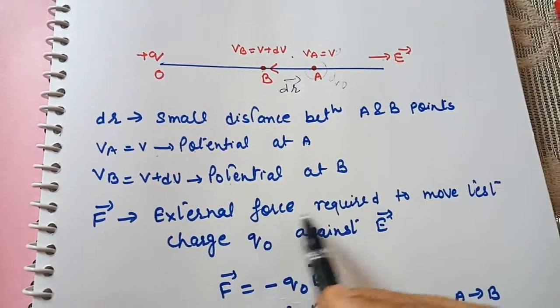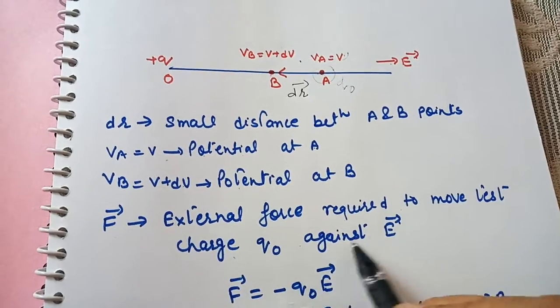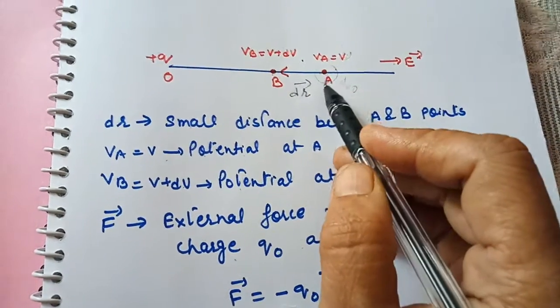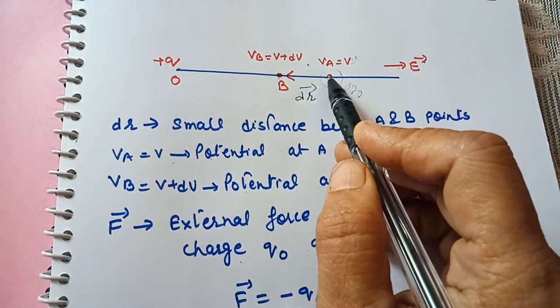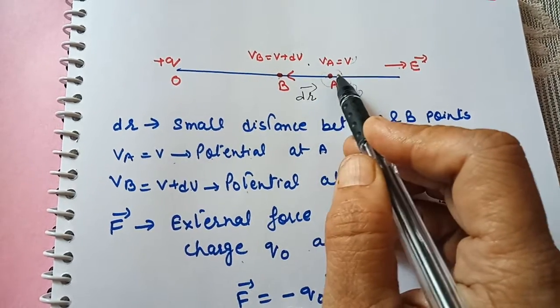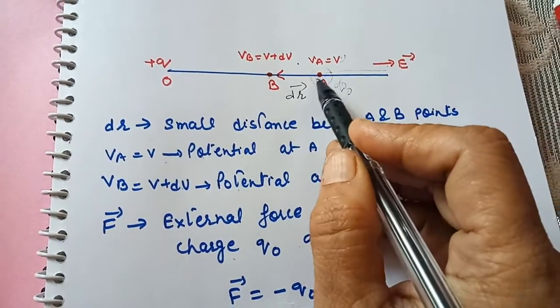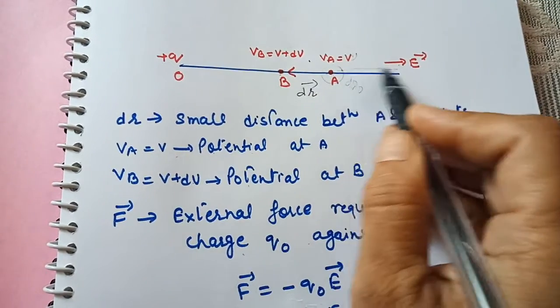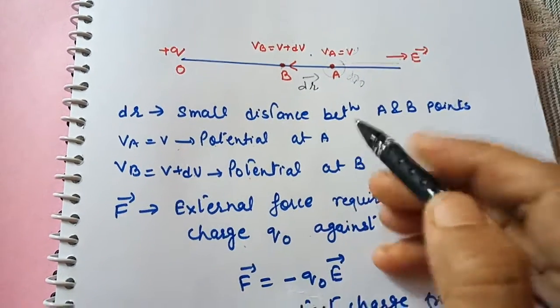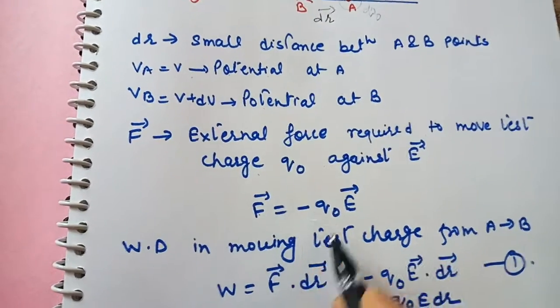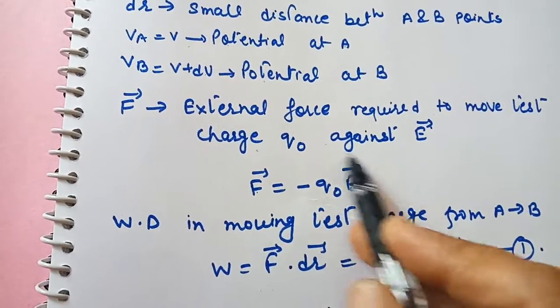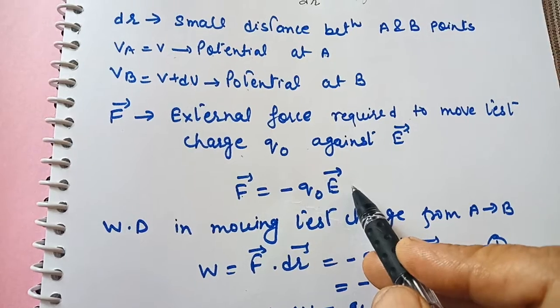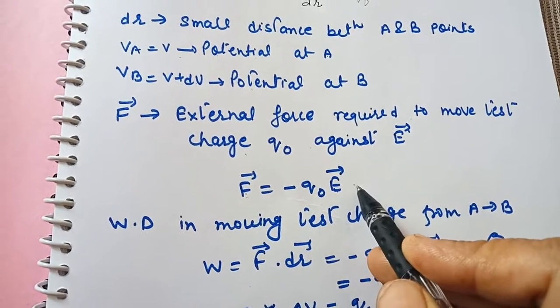Now F is the external force required to move the test charge Q naught against the E vector. If charge Q naught is placed here, it will experience the electrostatic force of repulsion in this direction. But you are bringing the charge Q naught from A to B against this electrostatic force. So the F vector is equal to minus Q naught E vector. This is the external force applied to move a charge against the electrostatic force.